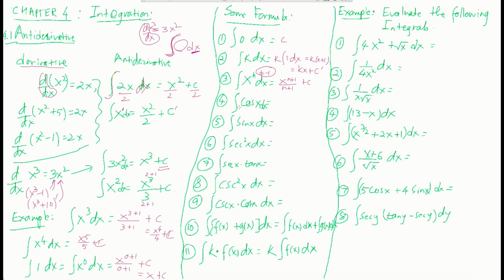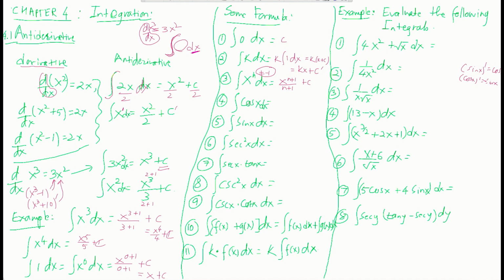So what is the antiderivative of cosine x? Tell me, whose derivative is cosine x? We know that the derivative of sine x is cosine x, right? So the antiderivative of cosine must be sine. Similarly, what is the derivative of cosine x? The derivative of cosine x is negative sine x. So the antiderivative of sine x will be negative cosine x, like that.